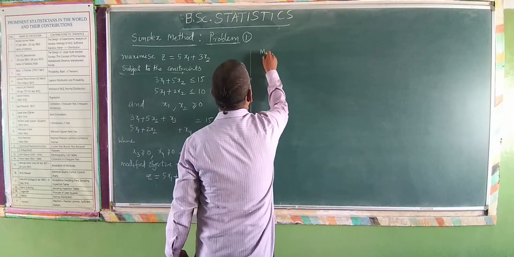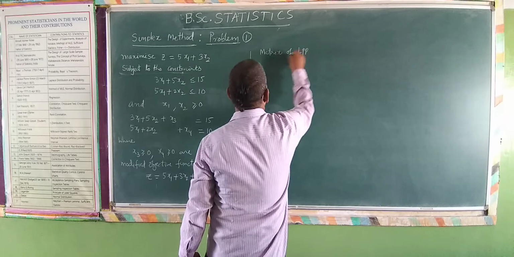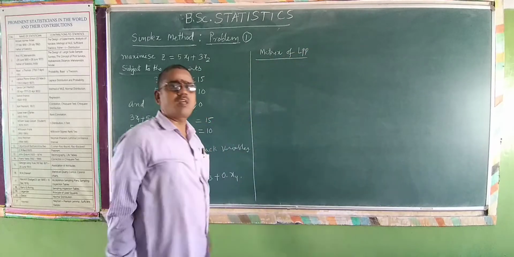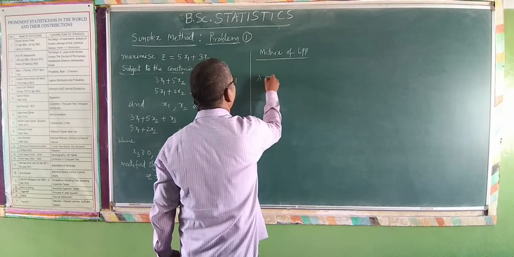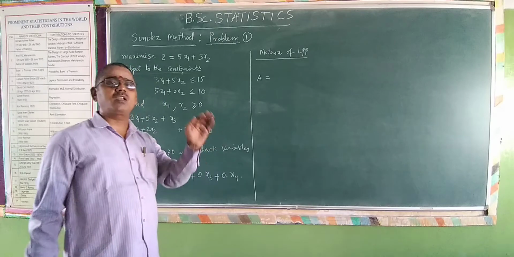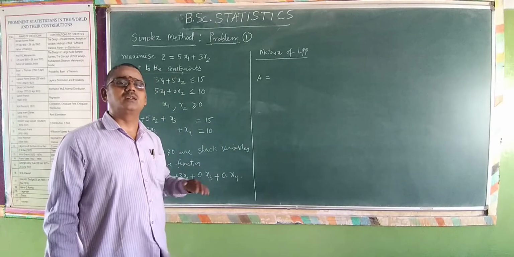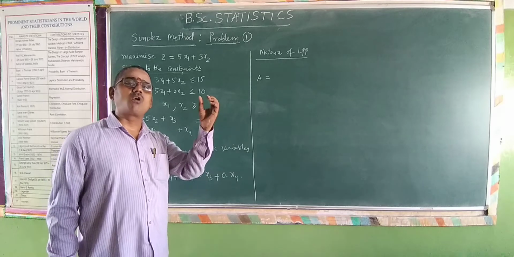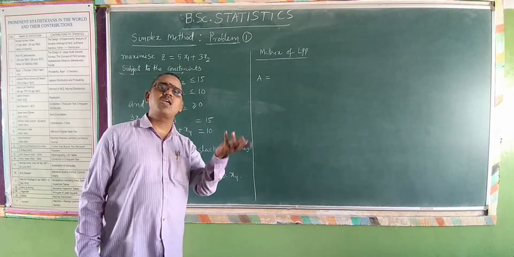So you simply write the matrix form of the given LPP, the linear programming problem. What is the matrix form? First of all, indicating A. What is A? The coefficients of x1, x2, x3, x4, all the variables. We have to write the coefficients in a column matrix as usual, to form Ax is equal to B.